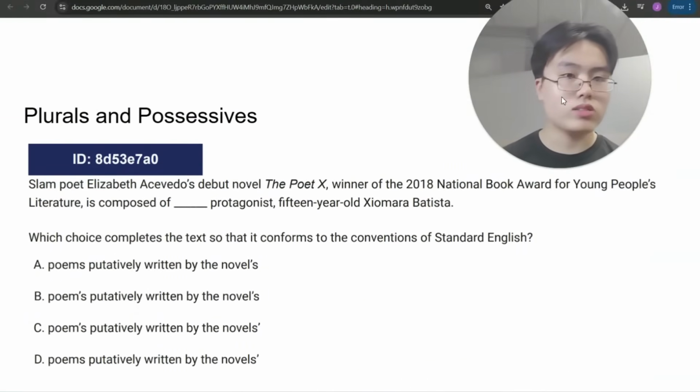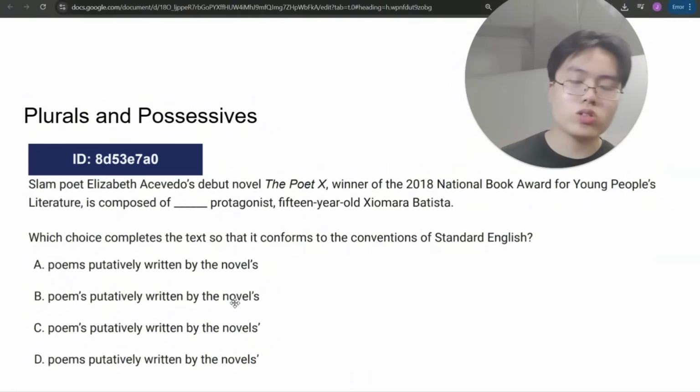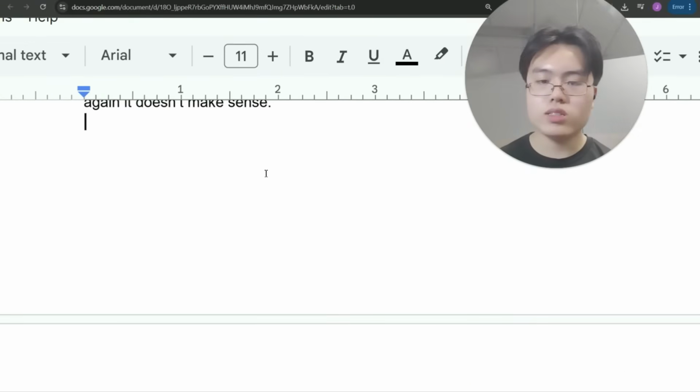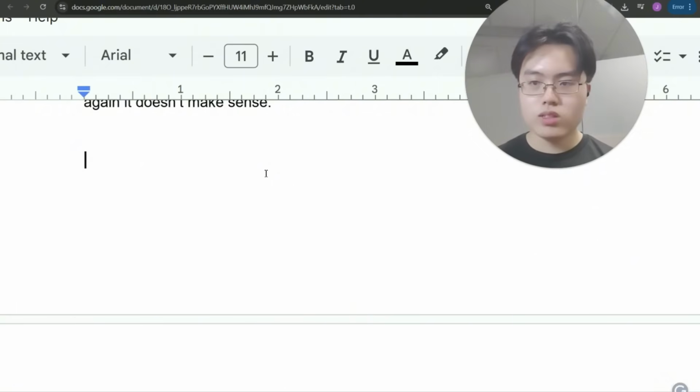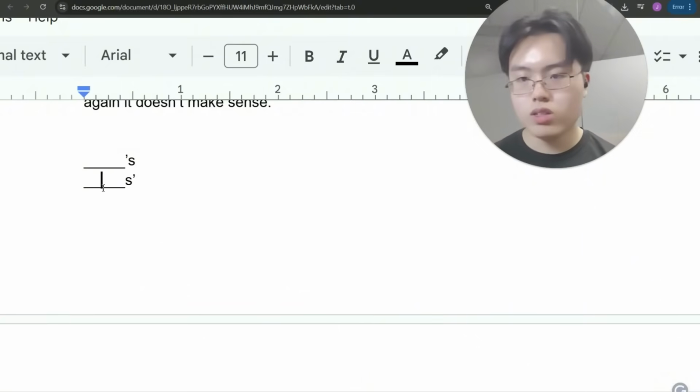So now that we got here, let's talk about the processes, okay? And also what do you need to know to solve these questions? The only thing you need to know is the difference between this and this. Like what's the difference? Okay.